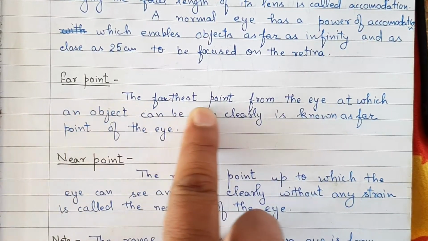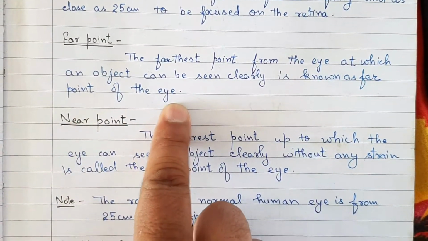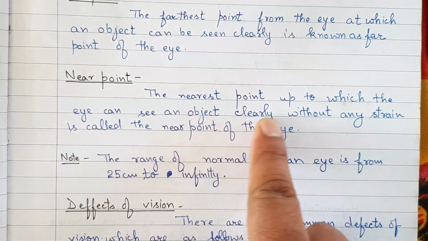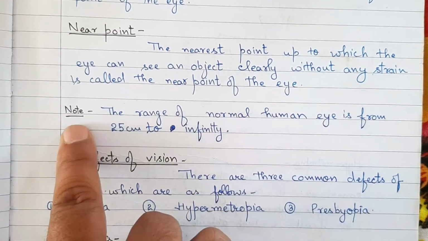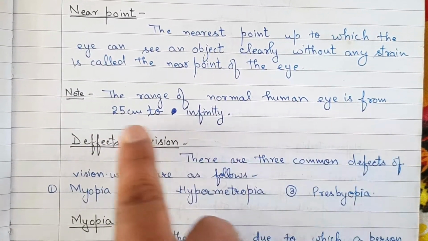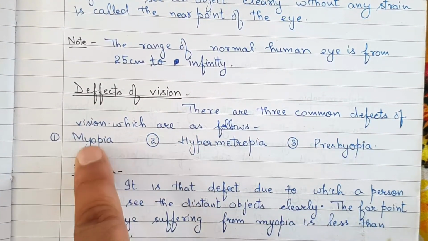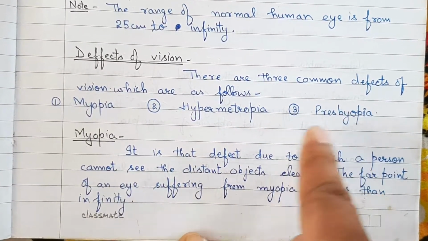Far point. The farthest point from the eye at which an object can be seen clearly is known as the far point of the eye. Near point. The nearest point up to which the eye can see an object clearly without any strain is called the near point of the eye. Note: the range of the normal human eye is 25 cm to infinity. Defects of vision. There are three common defects of vision, which are as follows: myopia, hypermetropia, presbyopia.